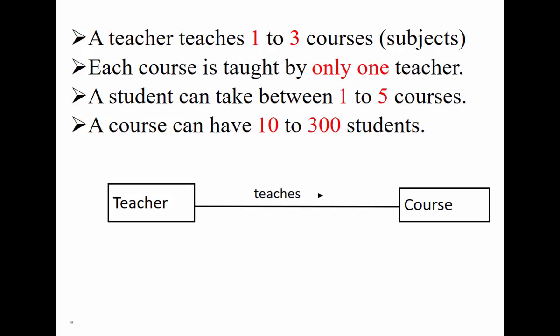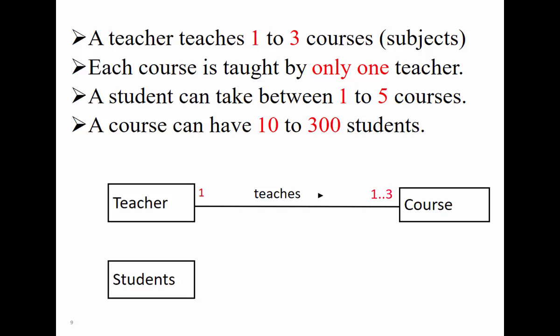Okay. So the teacher teaches 1 to 3 courses. The course is taught by only 1 teacher, and the teacher can teach 1 to 3 courses. We have students, and we have the relation between the student and the teacher, or between the students and the course. What is the relation?